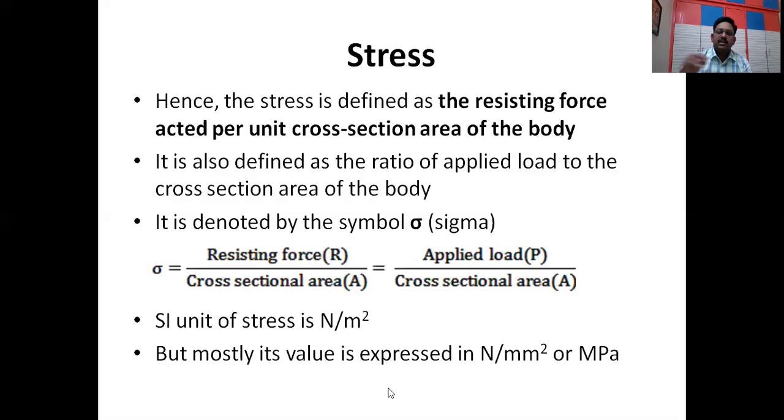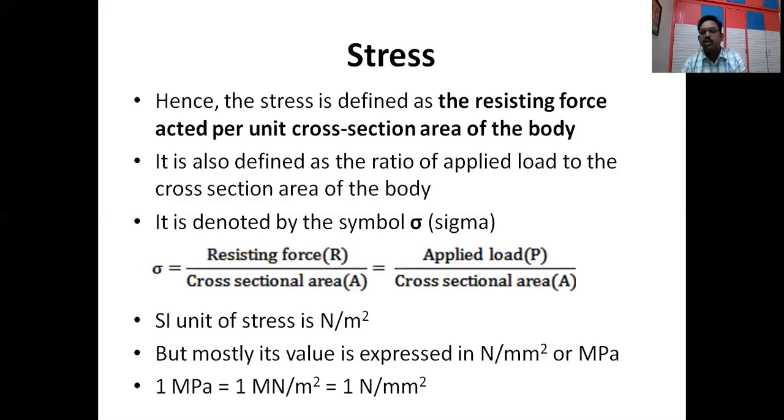But mostly when we solve problems and numericals, it will be expressed in terms of Newton per millimeter square or MPa. MPa means megapascals. Pascal means Newton per meter square. Megapascal means mega Newton per meter square. So basically, 1 megapascal, that is mega Newton per meter square, is equal to Newton per millimeter square. How do we get this? Mega means 10 to the power of 6.